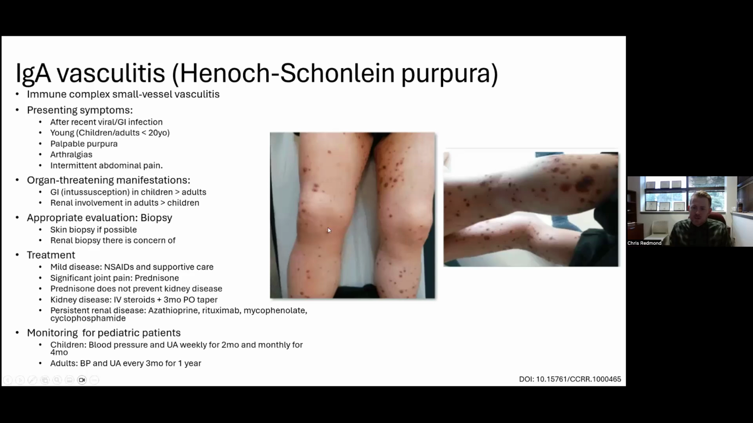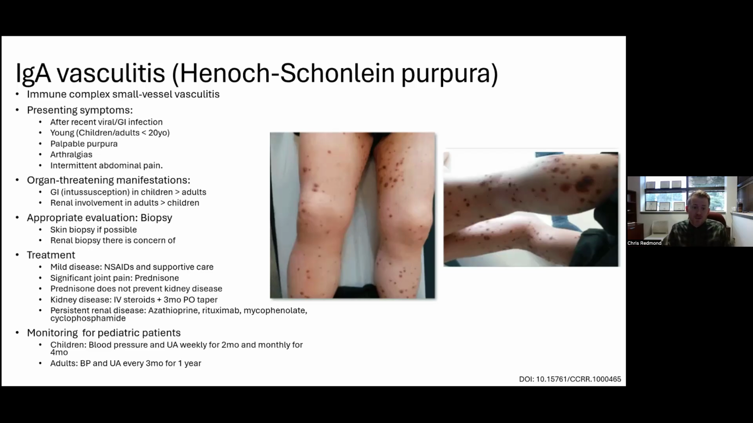Palpable purpura on exam, which is these kind of raised lesions that are non-blanching. They can have arthralgia and intermittent abdominal pain from intussusception. Intussusception is much more common in children than adults. Renal involvement, which can be relatively silent, is much more common in adults than children, and it's the most severe consequence of this condition.